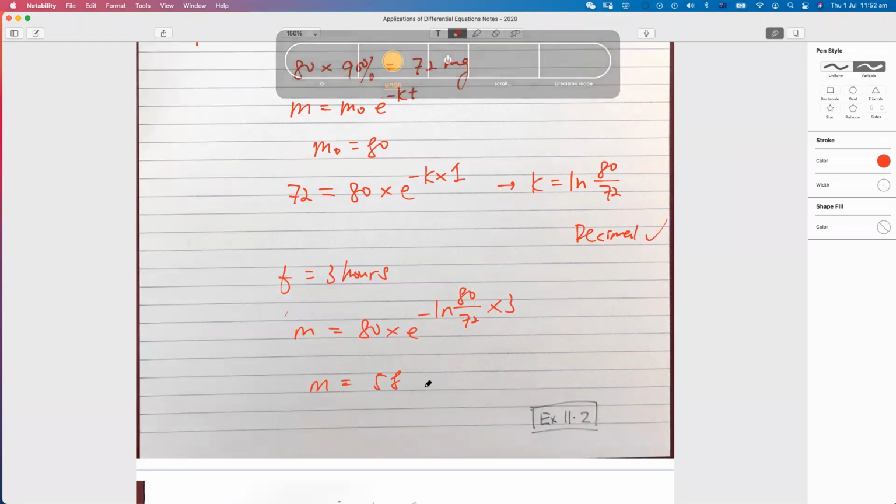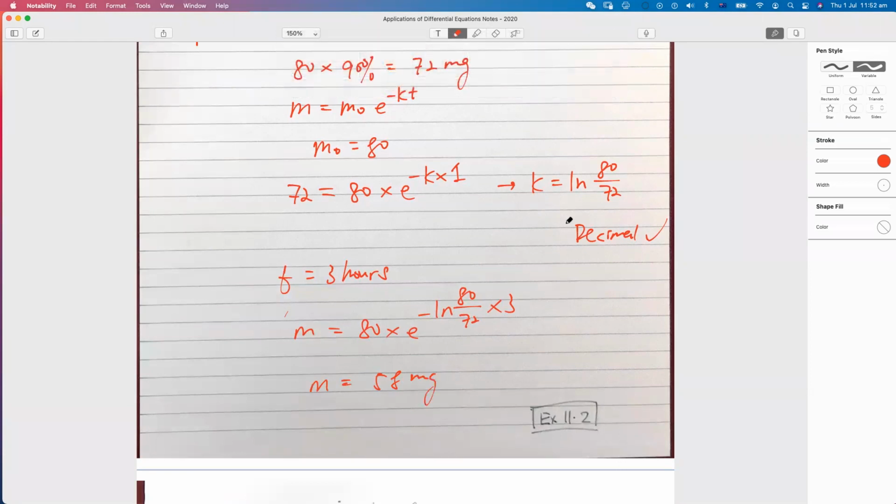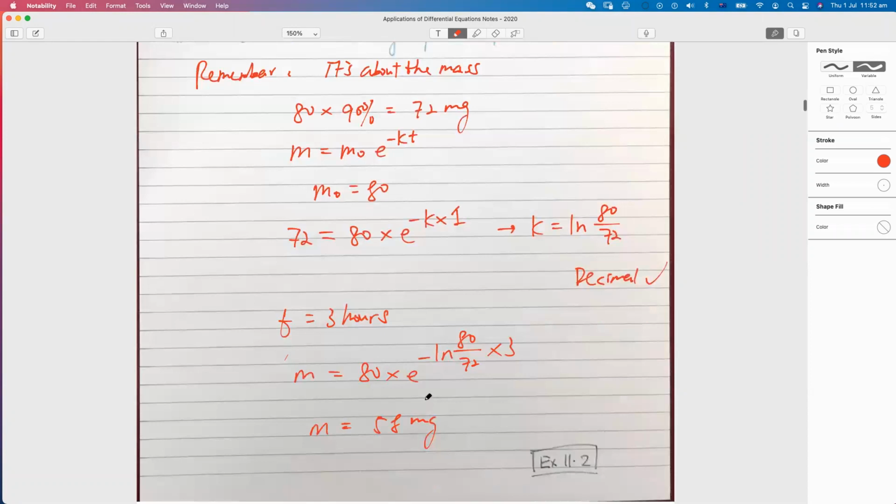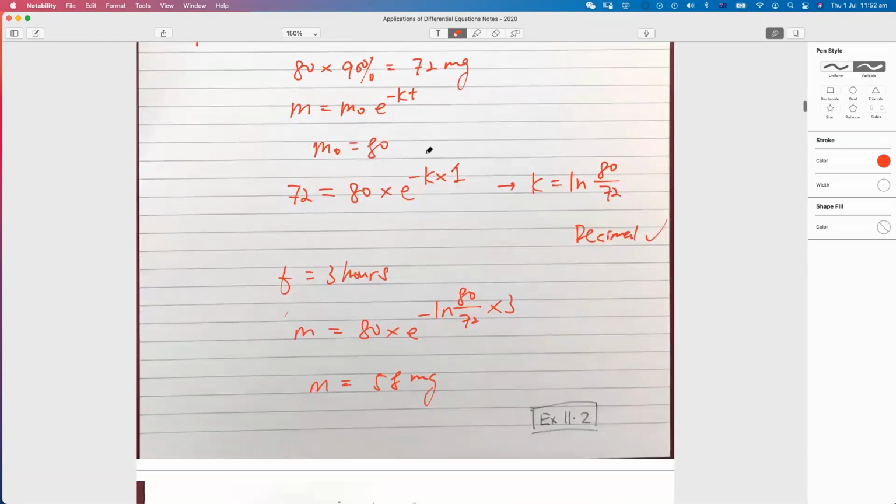So after 3 hours, the mass of the substance is going to be reduced to 58 milligrams. And that's the end of 11.2.